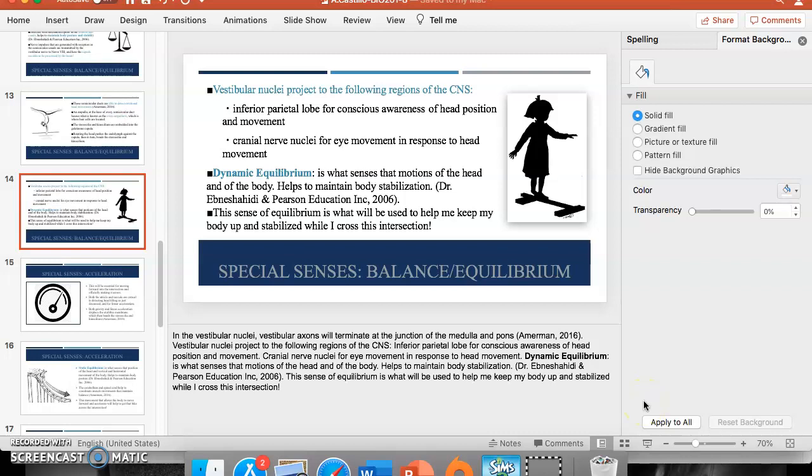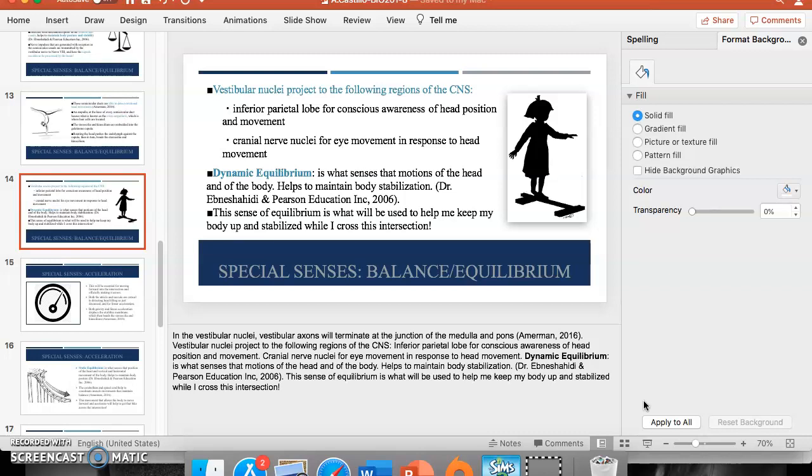In the vestibular nuclei, the vestibular axons will terminate at the junction of the medulla and pons. Vestibular nuclei project to the following regions of the central nervous system. It'll be the inferior parietal lobe, that is for the conscious awareness of that head position and movement. And it'll be the cranial nerve nuclei for eye movement, that is in response to head movement.